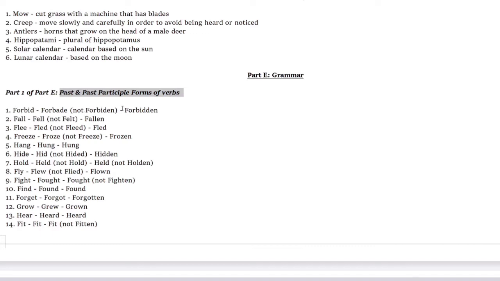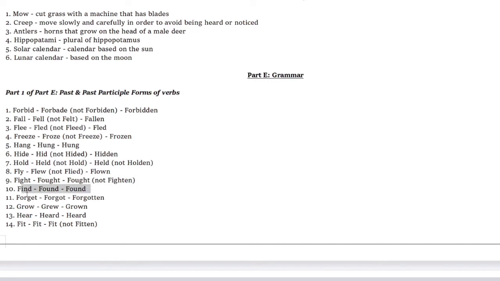Forbid, forbade, forbidden. Fall, fell, and fallen. Flee, fled, fled. Freeze, froze, frozen, not freezing or something, frozen. Hang, hung, and hung. Hide, hid, hidden. Hold, held, and held, not holden, held. Fly, flew, flown. Fight, fought, and fought, not fighting or foughten.